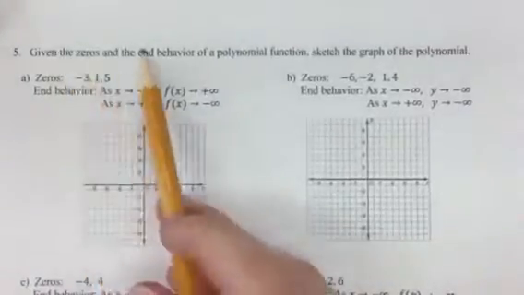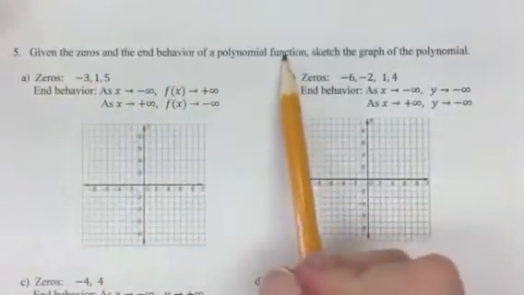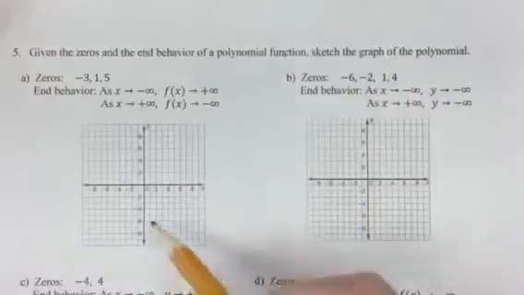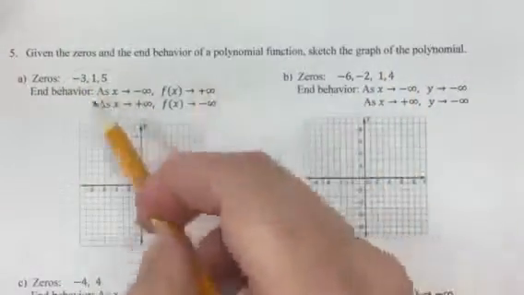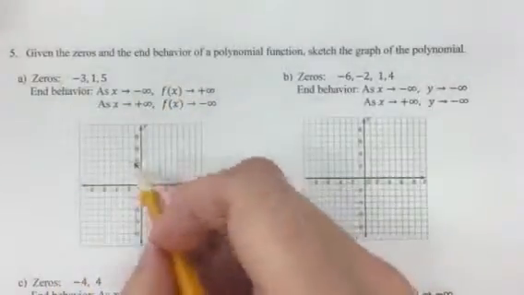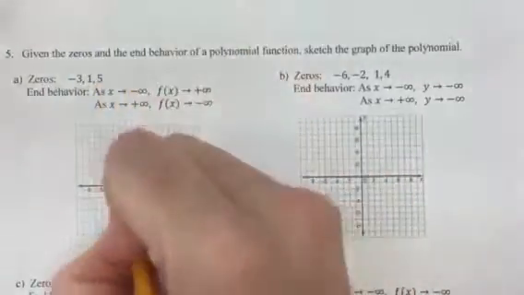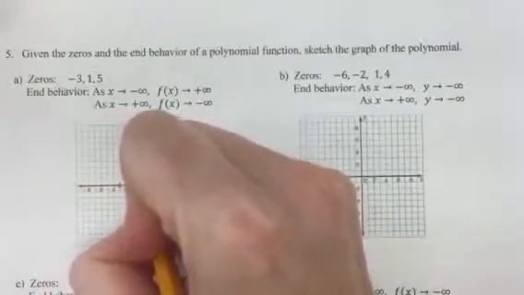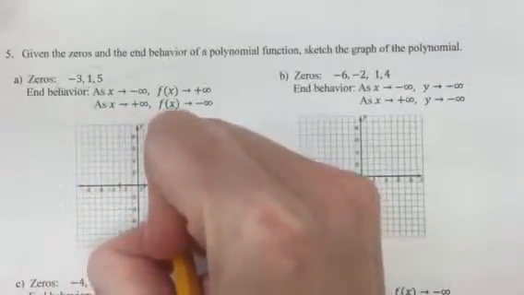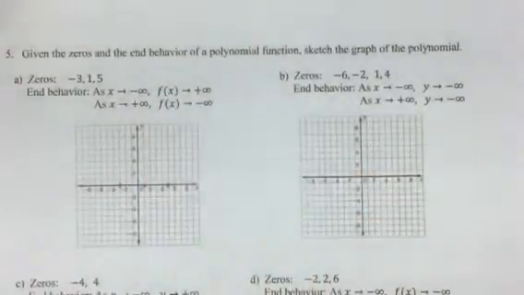Number 5 says, given the zeros and the end behavior of a polynomial function, sketch the graph of the polynomial. So this is trying to see if you can take this information and make a graph out of it. So knowing the zeros are -3, 1, and 5, I can put -3, 1, and 5. Remember, zeros are the same thing as x-intercepts, where it crosses the x-axis.